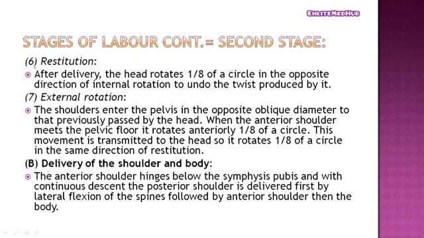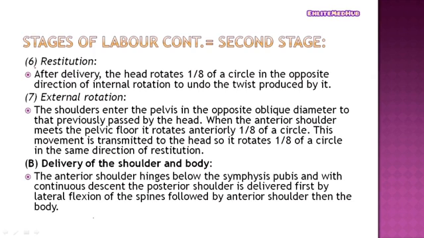B is delivery of the shoulder and body. Remember that A was the delivery of the head. So the anterior shoulder hinges below the symphysis pubis, and with continuous descent, the posterior shoulder is delivered first by lateral flexion of the spine, followed by the anterior shoulder, then the body.